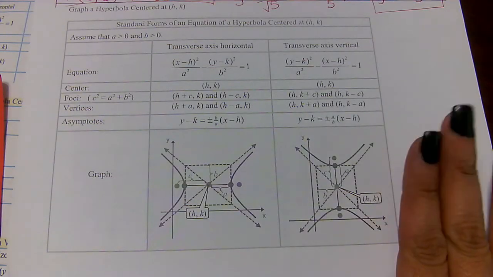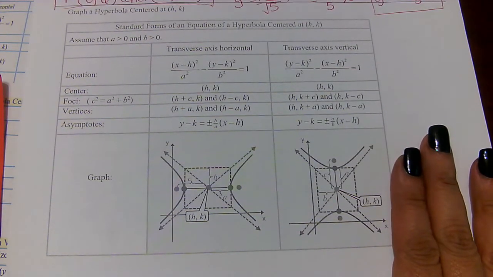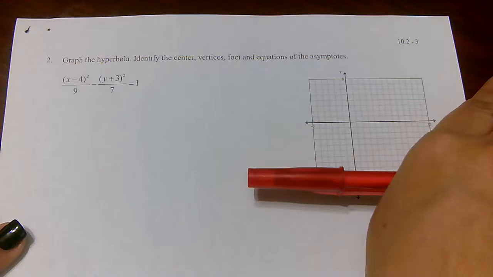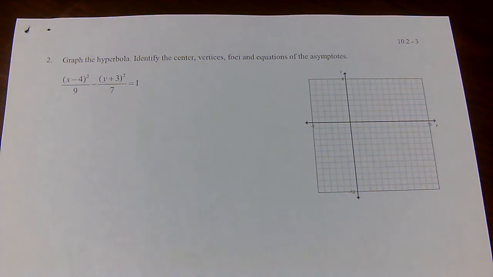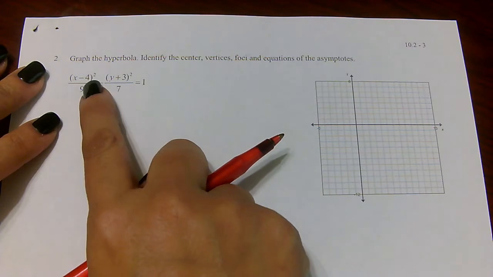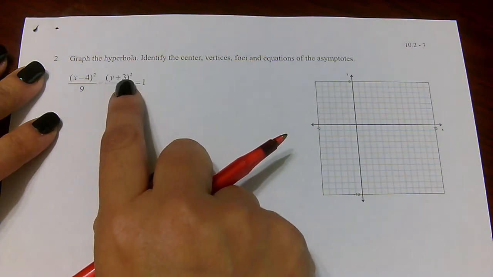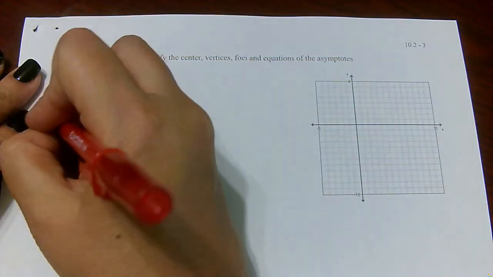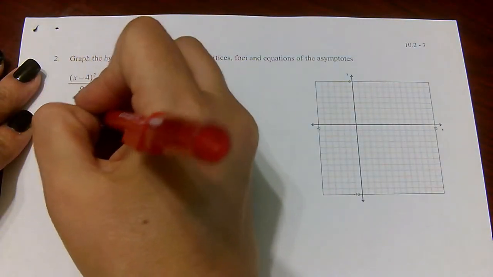This next part is exactly the information that you get on your formula sheet minus the pictures. Number 2 says to graph the hyperbola and identify the center, vertices, foci, and the equations of the asymptotes. Let's go and start by identifying the center. Notice that there's a number attached to our x and attached to our y, which means the center is no longer at 0, 0. So we're going to start with the center.